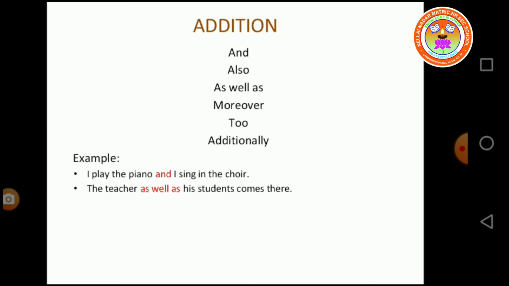First, connectors of addition. These connectors are used to add extra information to the noun. For example, and, also, as well as, moreover, too, additionally. Let us see example. I play the piano and I sing in the choir. The teacher as well as his students comes there. The highlighted words are connectors.